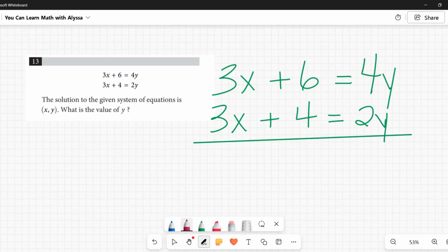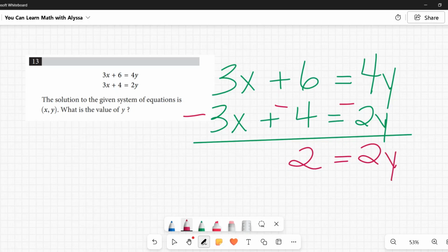Here's the way to do it with elimination. Those 3x terms are tempting because they are very close to canceling out. If I multiply everything in the bottom equation by negative 1, that just changes the sign of everything, and then those x's will cancel out. So I have negative 3x plus negative 4 equals negative 2y. Then I add: the x's give nothing because they canceled out, 6 and negative 4 is positive 2, and 4y and negative 2y added together is 2y.